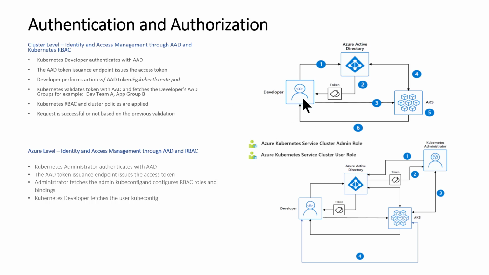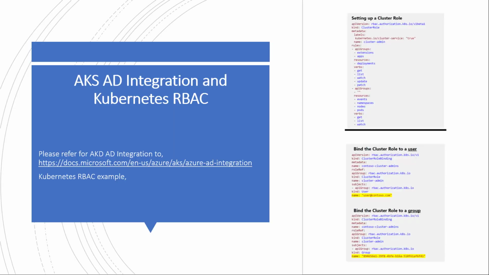And that's where the segregation, or isolation, that we talked about in the first or second or third slide also comes into the picture. So that all ties it together. Now if you move forward, this is what I was talking about: Azure Kubernetes Services, AD integration, and Kubernetes RBAC.